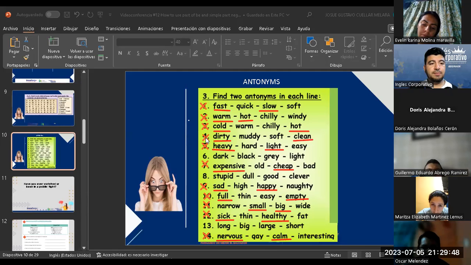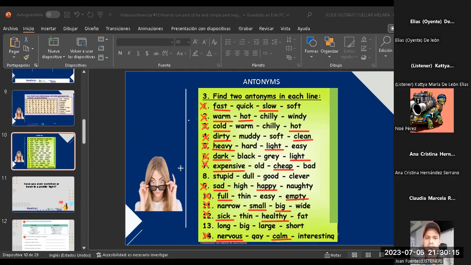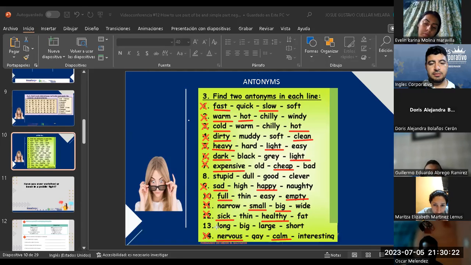Okay, good. Oscar and Alejandro, if you have some other. Number six. Dark and light. Yeah, okay. Dark and light, okay. Alejandra, are you there? Maybe 8 or 13? 13. Yes. Long and short. Yes. Long and short. And maybe Gustavo can help us with number 8, the last one. Eight. Stupid. And clever. Yeah, that's it.